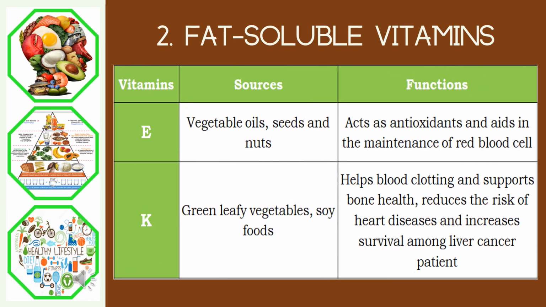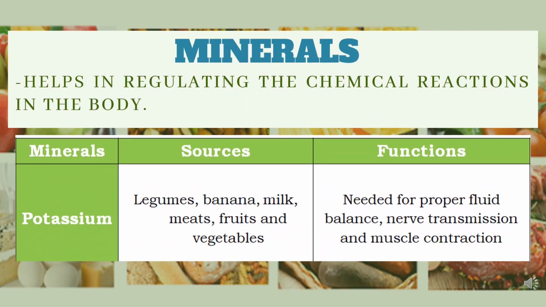Fat-soluble vitamins. Vitamin E, sources are vegetable oil, seeds, and nuts. Functions, acts as antioxidants and aids in the maintenance of red blood cells. Vitamin K, sources are green leafy vegetables and soy foods. Functions, helps blood clotting and supports bone health, reduces the risk of heart diseases and increases survival among liver cancer patients. Minerals. It helps in regulating the chemical reactions in the body.